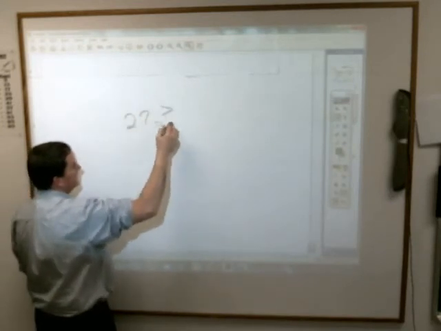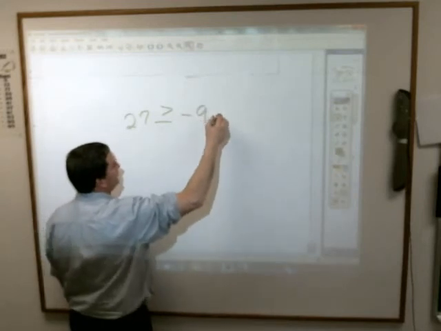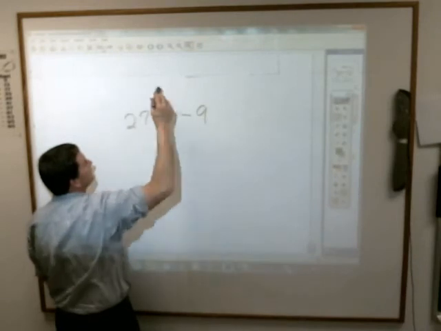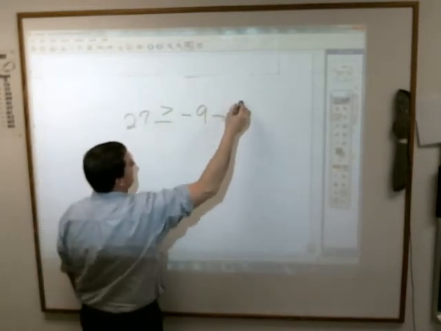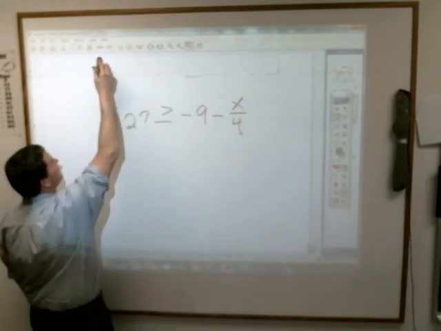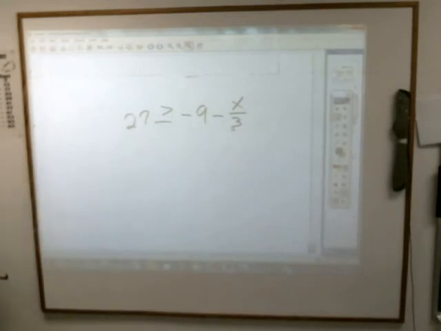27 is less than or equal to -9 minus... wait, is it less than or greater than? Greater than, I'm sorry. X over 4. Let's go X over 3, just keep it simple. 27 is greater than or equal to -9 minus X over 3. I'll give you 3 seconds. 2, 1.